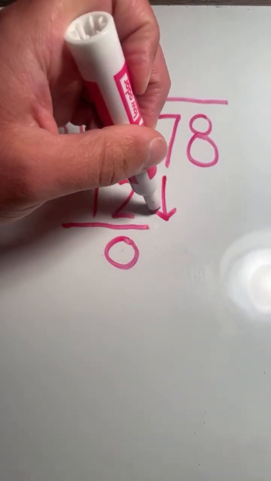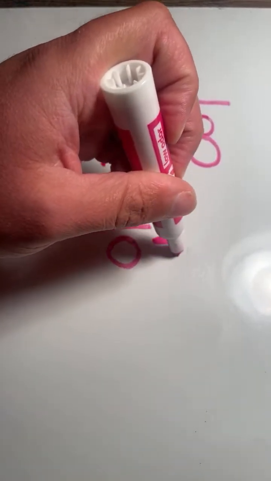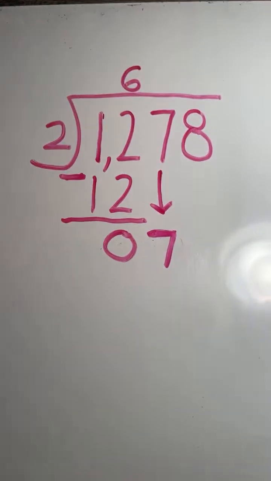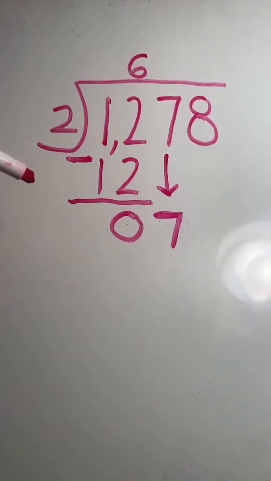Next, I'm bringing down the 7. I have a feeling there's going to be a remainder here, but we're going to count by 2s, see how many groups of 2 go into 7.